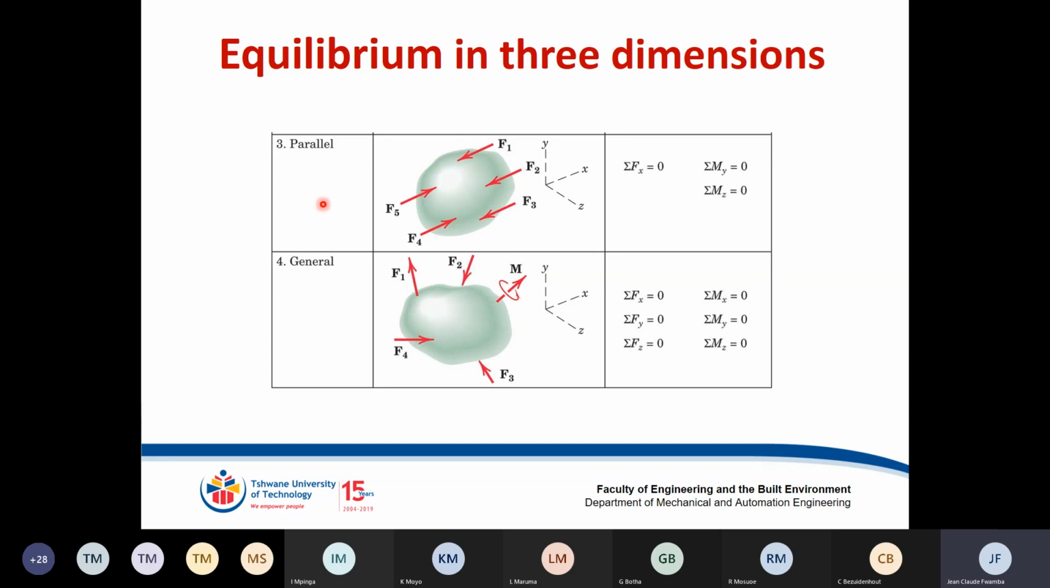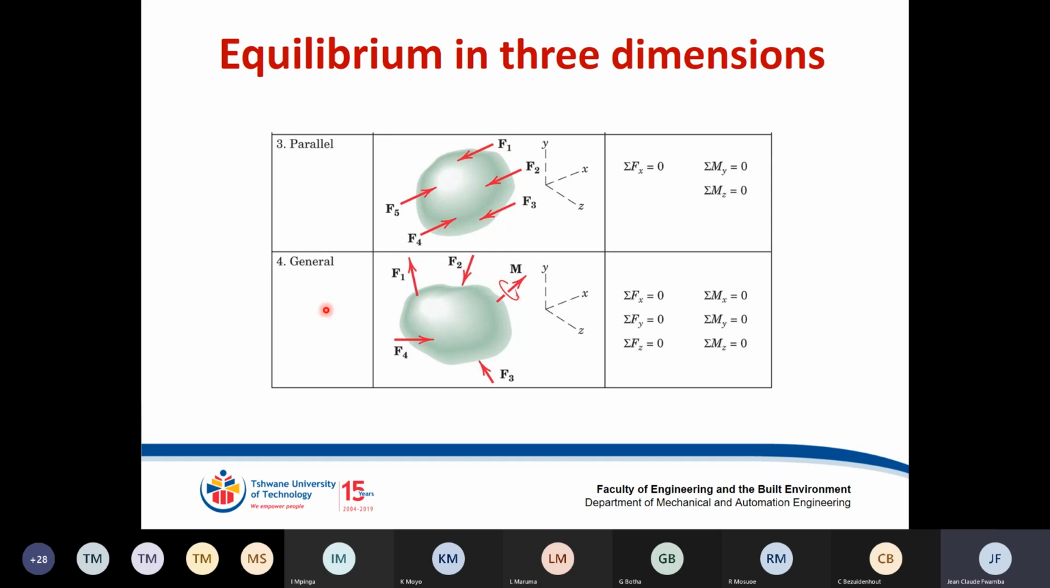Position 3, parallel forces. Now one needs to find out, are they parallel to which axis? Is it X axis, Y, or Z? In this case, they are parallel to the x-axis. So meaning the equation which will sustain your equilibrium in terms of forces will be the sum of x equal to 0, right? But moments can be taken on the other two axes, y and z. That's why they brought out those two equations in terms of moment.